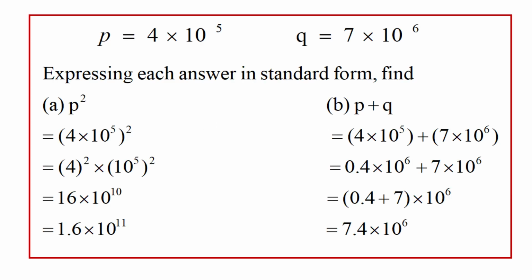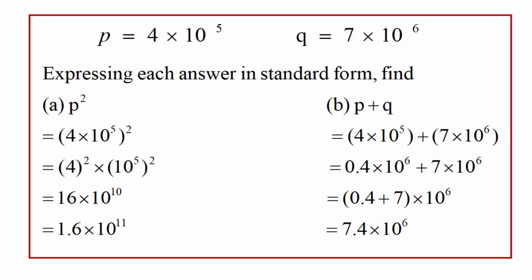Question 9. This question involves scientific notation and standard form. We will be working with two values, p, which is 4 times 10 raised to the power of 5, and q, which is 7 times 10 raised to the power of 6. Let's break this down step by step and find both p squared and the sum of p and q.